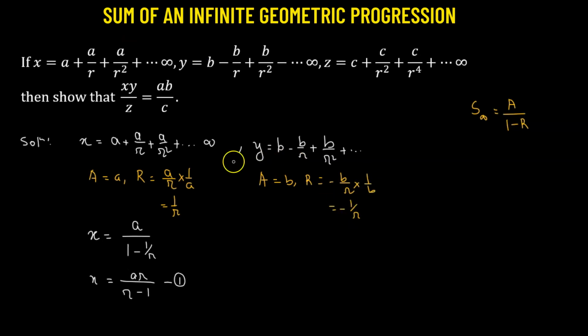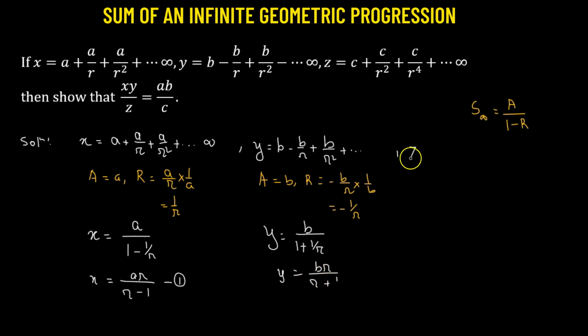So we can find out the sum. So y will be equal to the first term, which is b, divided by 1 minus the common ratio, so we have 1 minus negative 1 over r, so we'll get 1 plus 1 over r. So y will be equal to b times r divided by r plus 1.